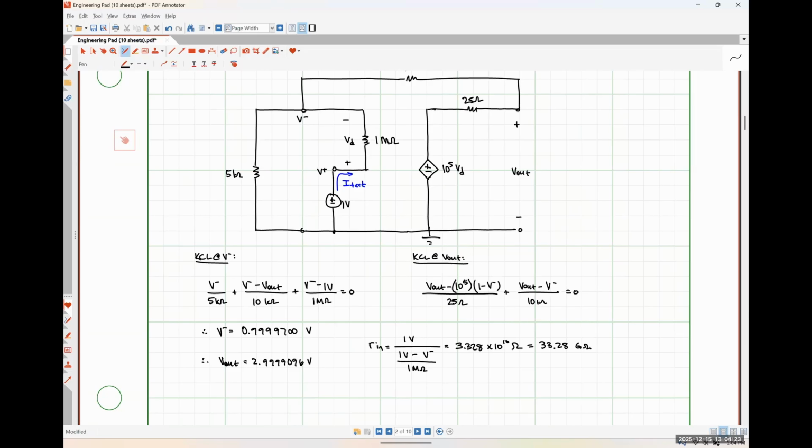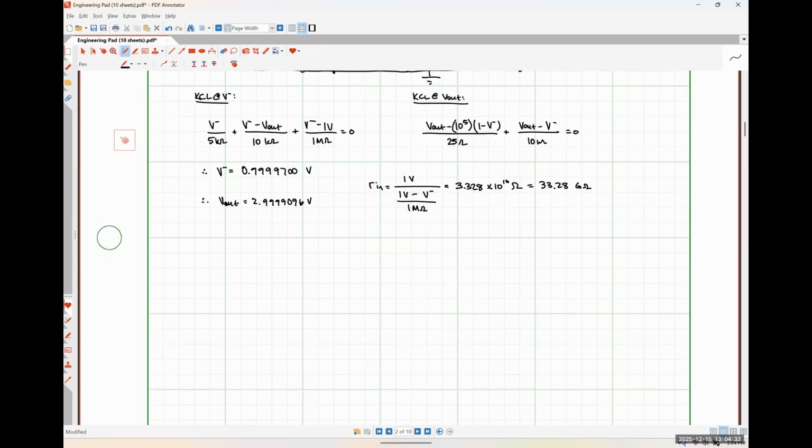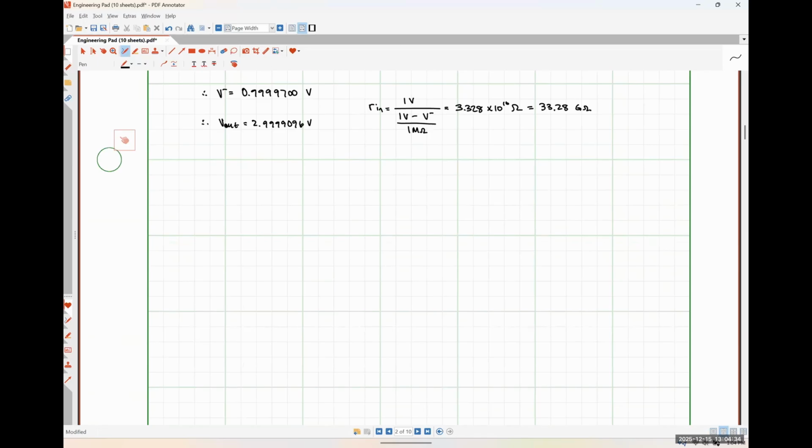So in order for us to calculate our output resistance, let me do this down here. And you can refer back to your notes from the second day of class about this. We're going to apply a test source to the output terminals of our system while our input terminals are short circuited.